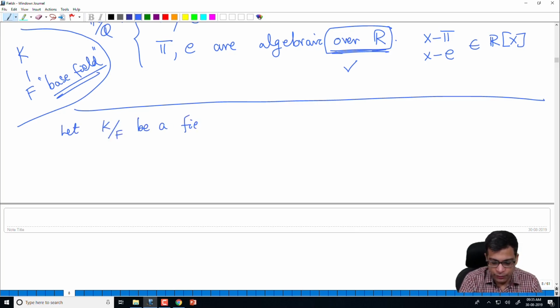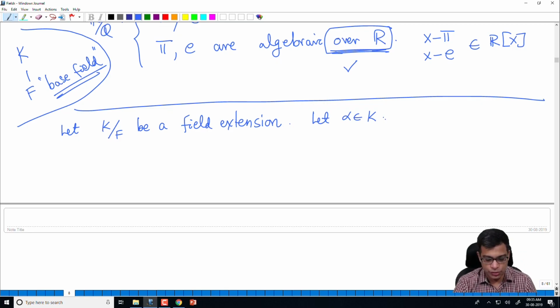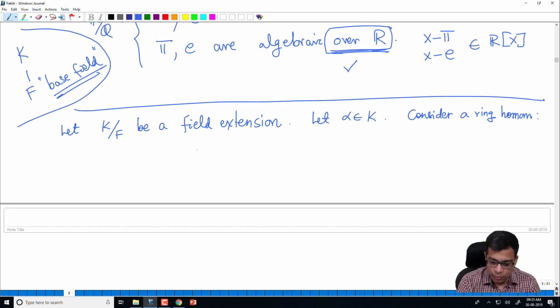Let K over F be a field extension, and let us choose alpha in K. This is going to be very typical of many things that we are going to do. We start with a field extension and we pick an element in the bigger field. So what we want to do is consider a ring homomorphism, which we discussed earlier.